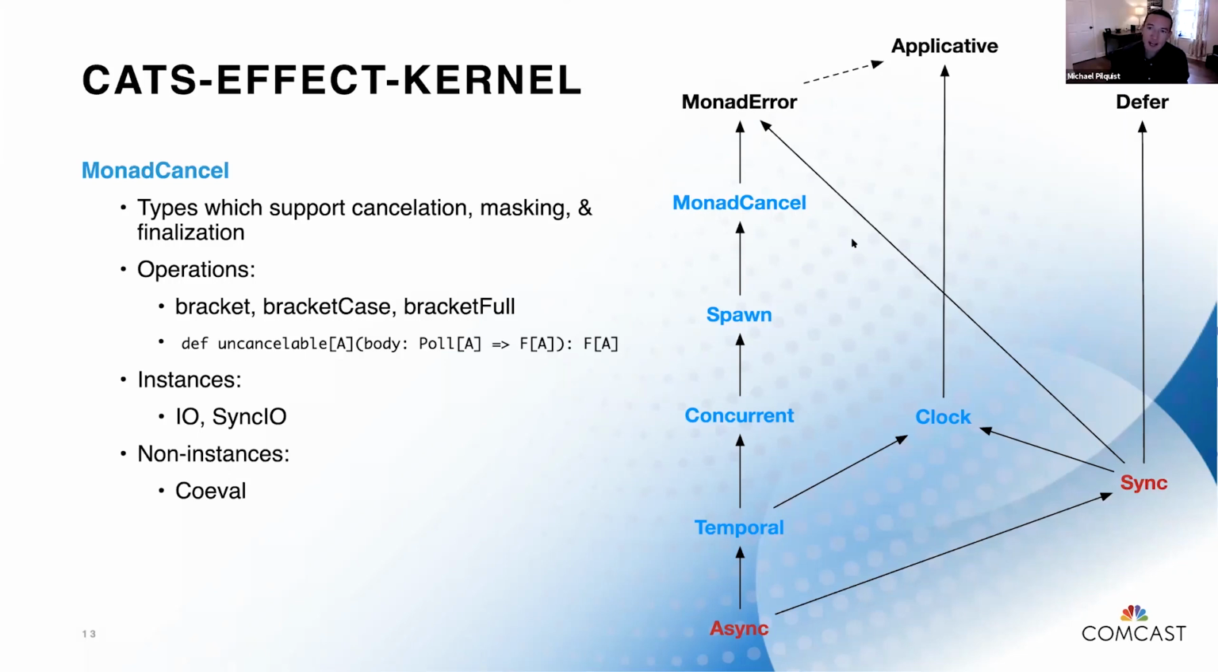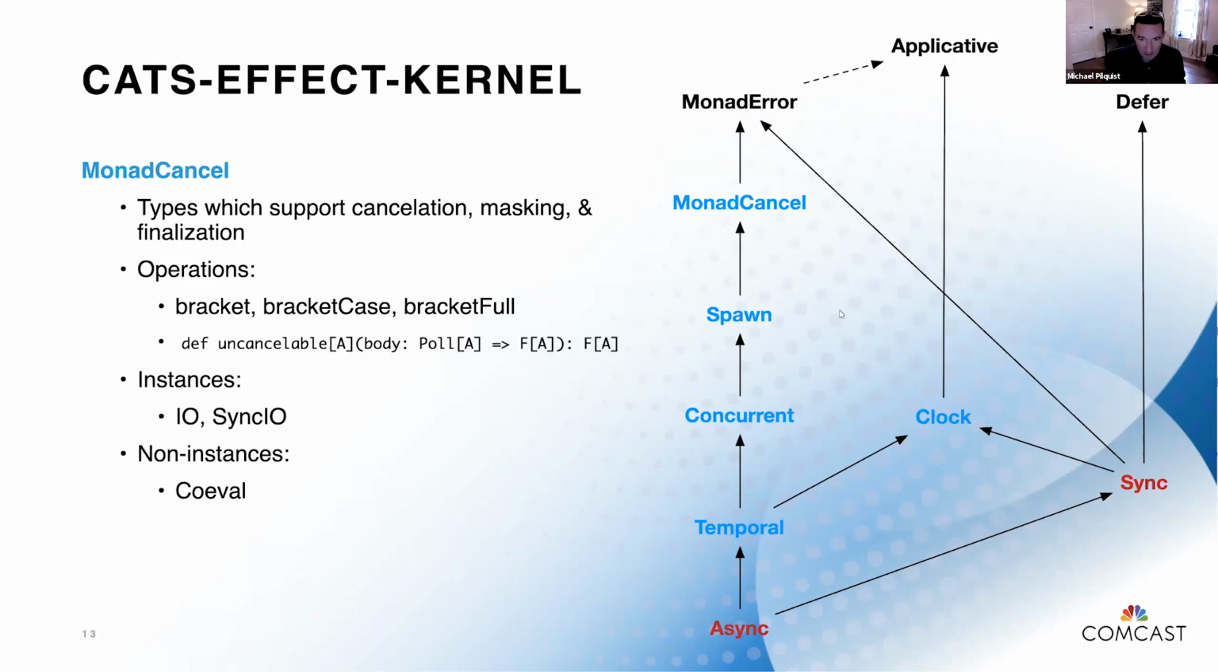MonadCancel extends MonadError and really provides the ability to do resource acquisition and finalization. This used to be provided by the Bracket type class. And what we found is that wasn't quite the right primitive operation. Instead, this notion of cancellation and an associated notion of mask-based cancellation really was the more primitive operation. With that, we can write things like bracket as a derived operation off of these lower level concepts. So Bracket, more or less, got renamed to MonadCancel.